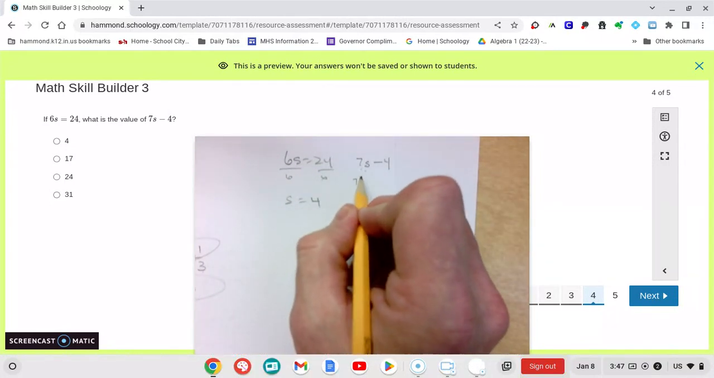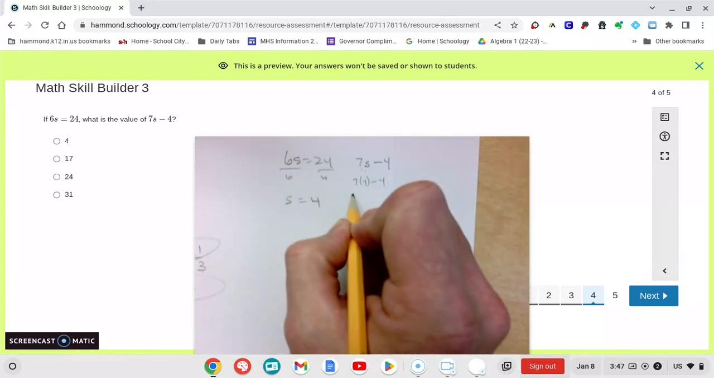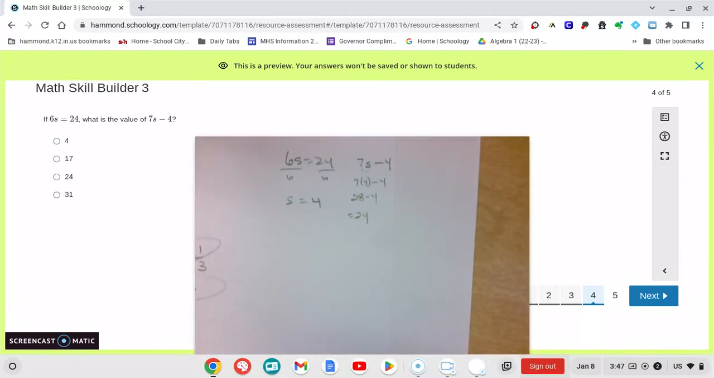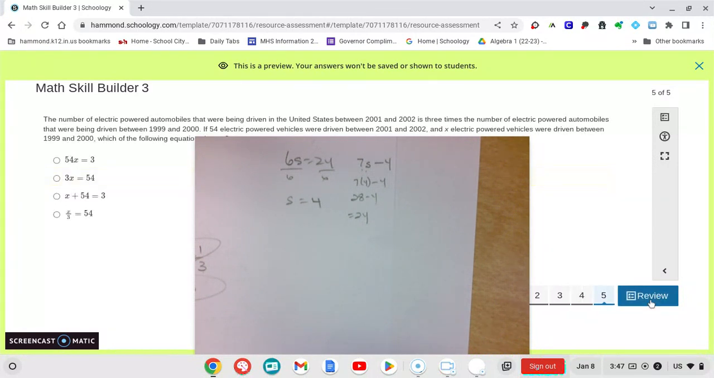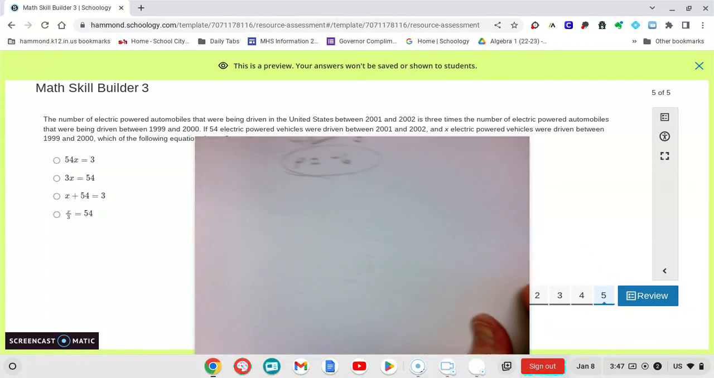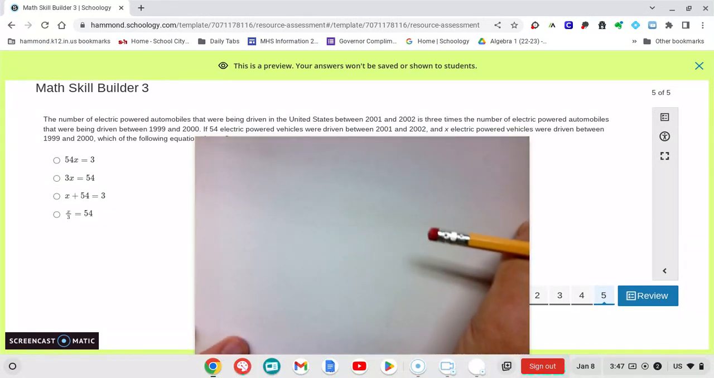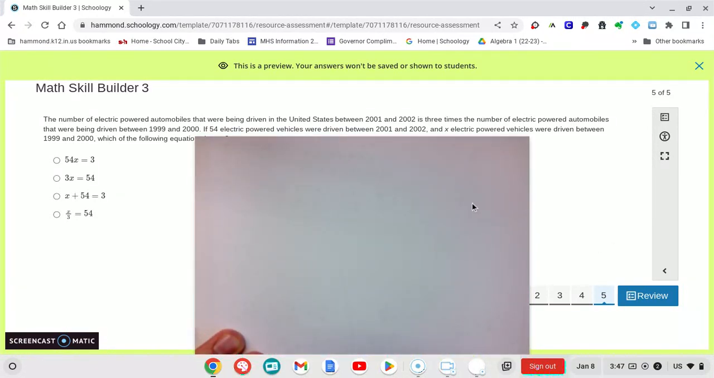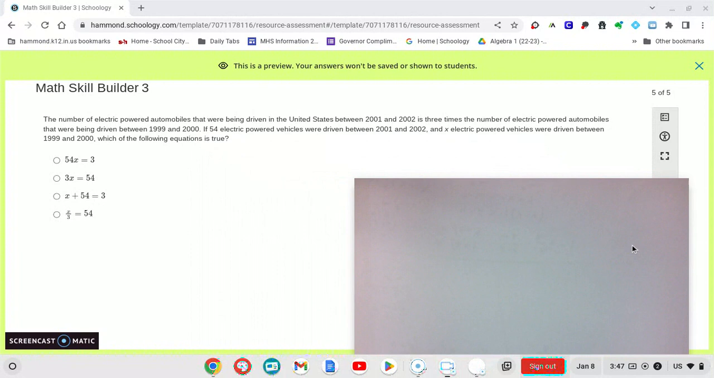Now I'm going to substitute it in over here. 7 times 4 is 28. 28 minus 4 is 24. So this is really typical, the type of problem you're going to see on the SAT. The math on it was not terribly challenging, but there were multiple steps, and you need to kind of think your way through it. It's the exact same thing that's going to happen on this next problem.